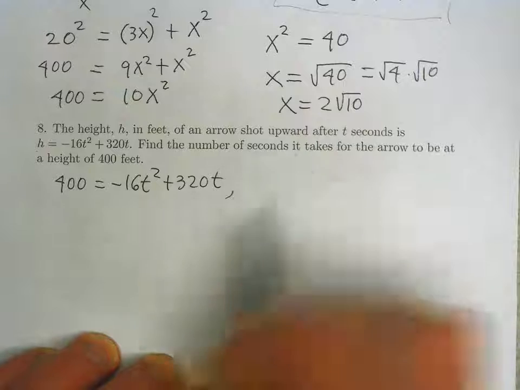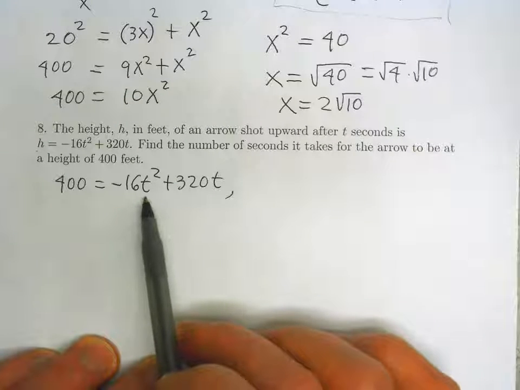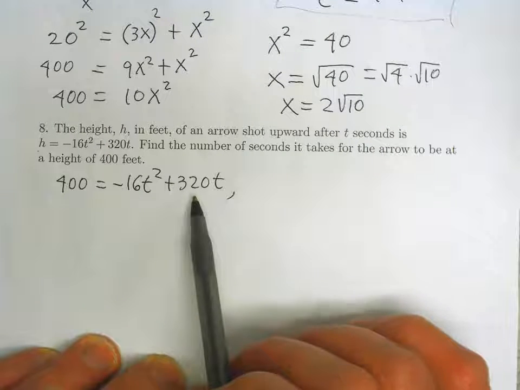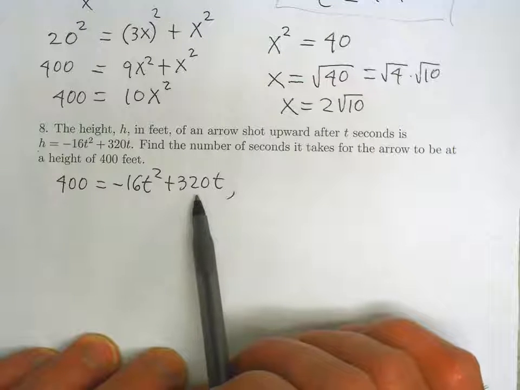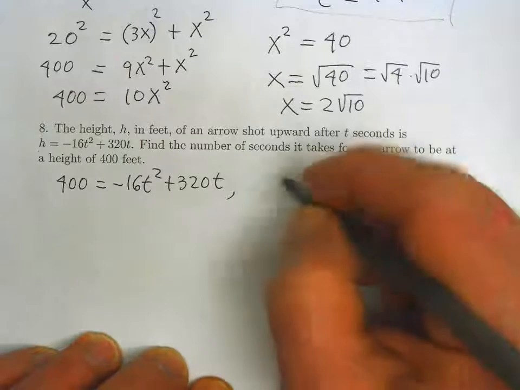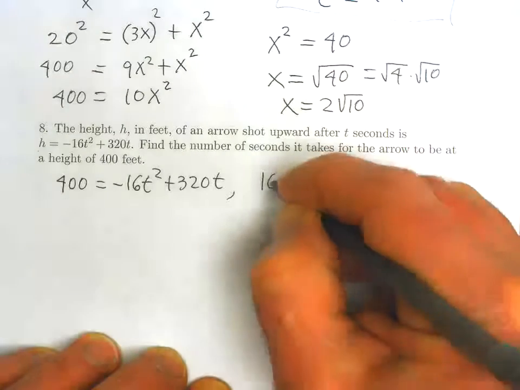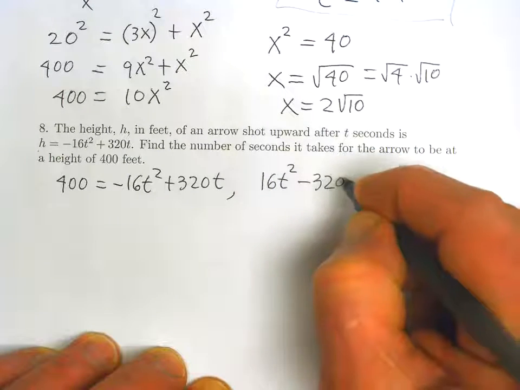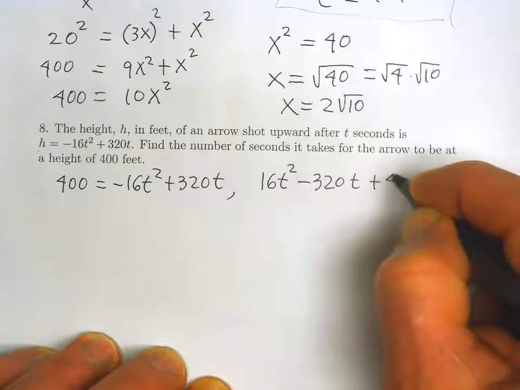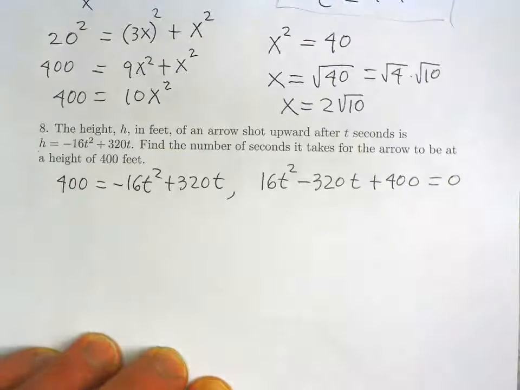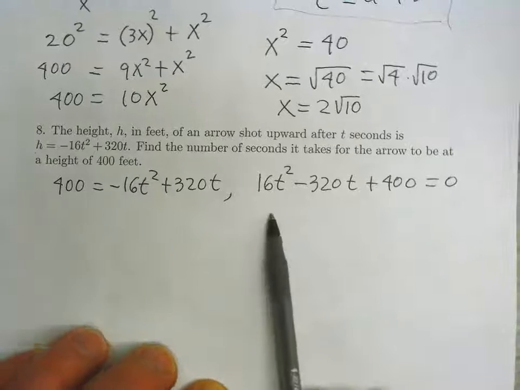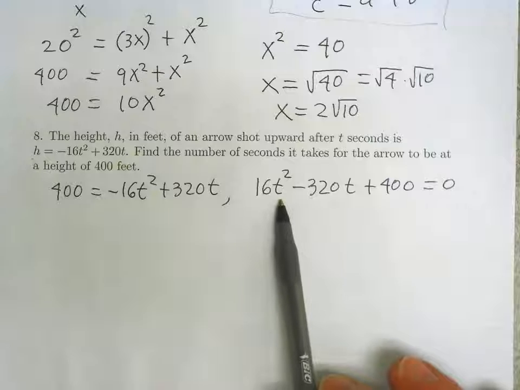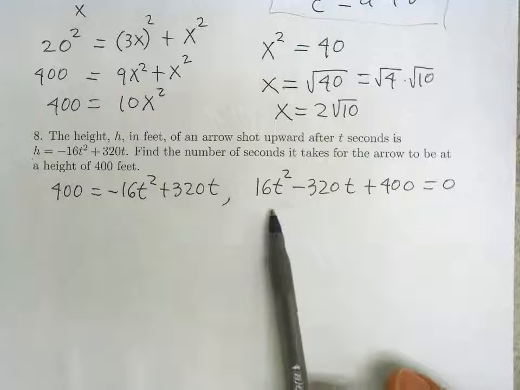Let's get this into standard form by adding 16t squared to both sides and subtracting 320t from both sides. So the left-hand side will be positive 16t squared minus 320t plus 400 equals 0. Okay, so this is just a quadratic equation in the variable t. So we know how to solve any quadratic equation.